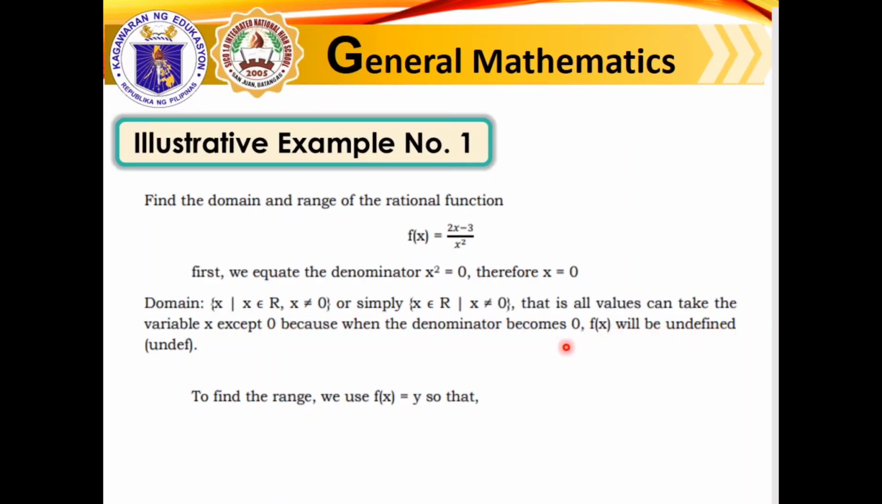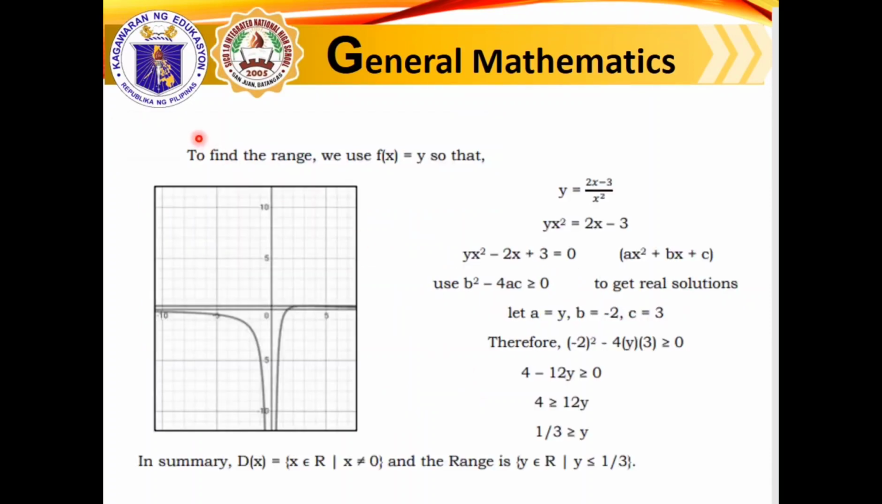Then for the range, we use the function of x equals y, so we will now find the range. So we use f of x equals y, so that y is equal to the function of x. So substitute y to f of x. So it will become y equals 2x minus 3 all over x squared. Then we do the cross multiplication. So y times x squared, it will become yx squared. Then copy 2x minus 3.